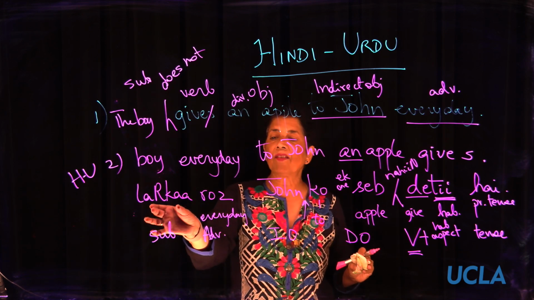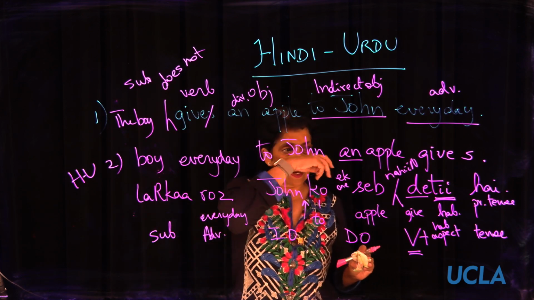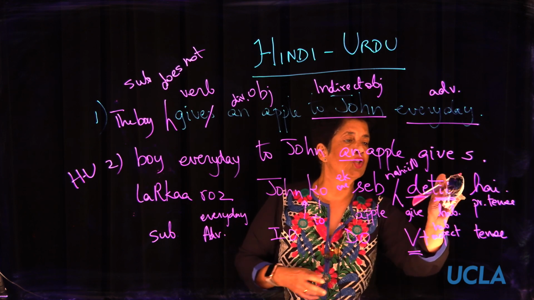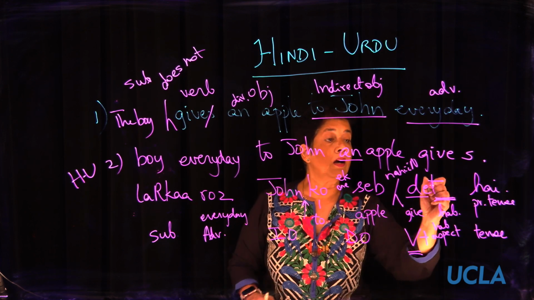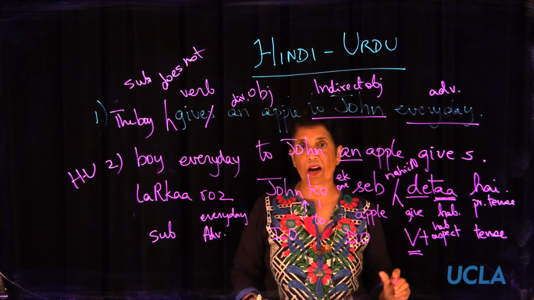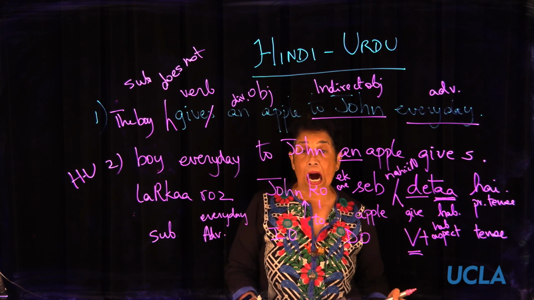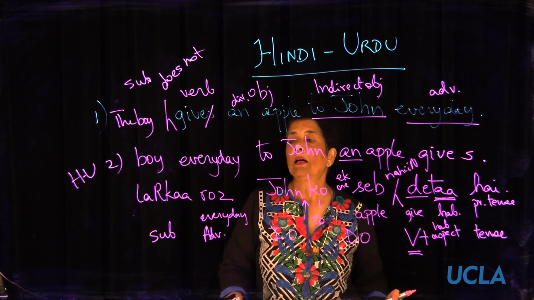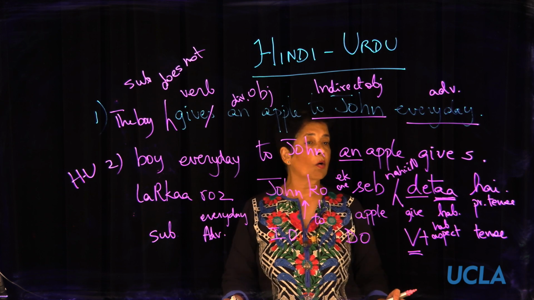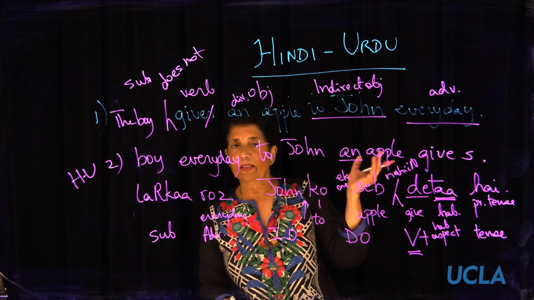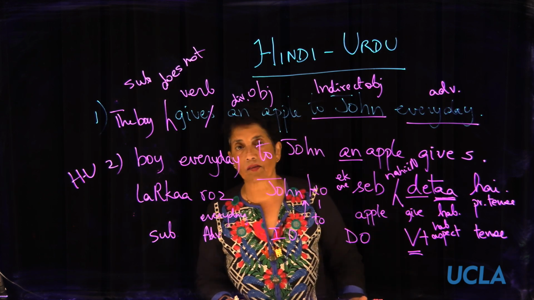So we simply have ladka rose John ko सेब, but this time I have to change the agreement from feminine for Mary to masculine a for ladka. लड़का रोज जॉन को सेब देता है या नहीं देता है, it doesn't matter.